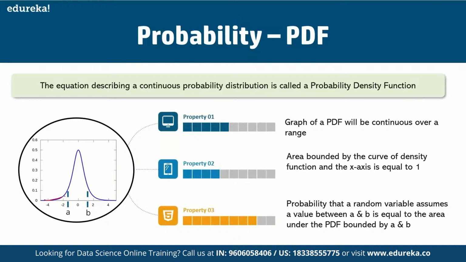So what is a normal curve? I'll explain in our next slide. This is our graph, right? So here in this normal curve, the area bounded by the density function and the x-axis is equal to 1. So the probability that a random variable assumes a value between a and b is equal to the area under the PDF bounded by a and b.